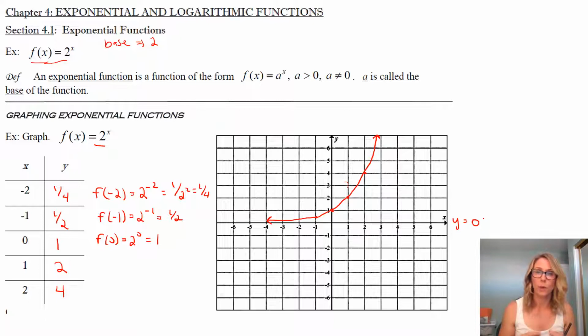They are still positive small numbers. So they're getting closer and closer to 0, but they're not ever touching 0. There is no value for x that you could put in and get 0. So 0 is never a y value, which means that we have a horizontal asymptote at the line y equals 0, because it gets very close to that.